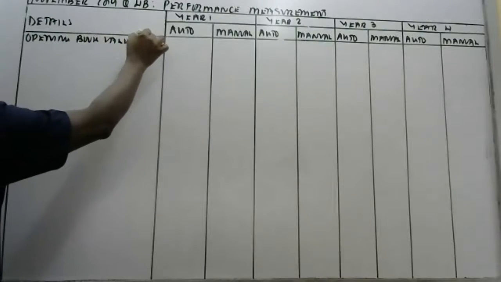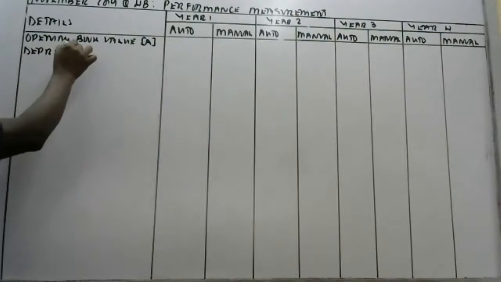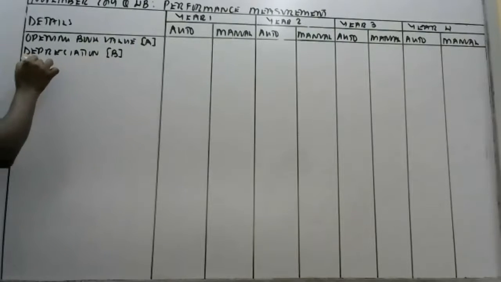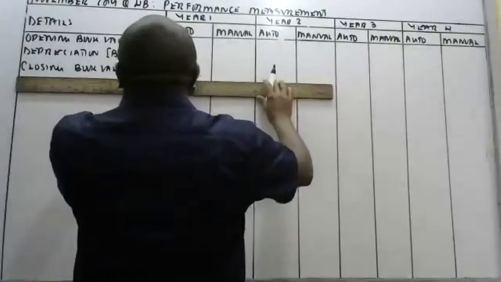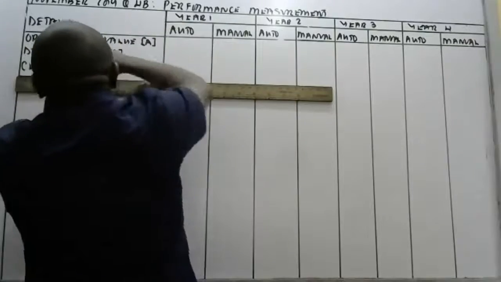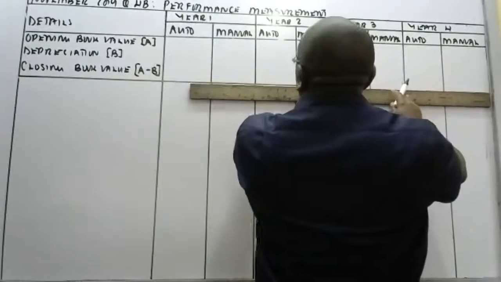So with that, we are supposed now to bring opening book value, which we will call A, less depreciation, which we will call B. Then we will have closing book value, which will be arrived at A minus B. That is how we are going to arrive at it.